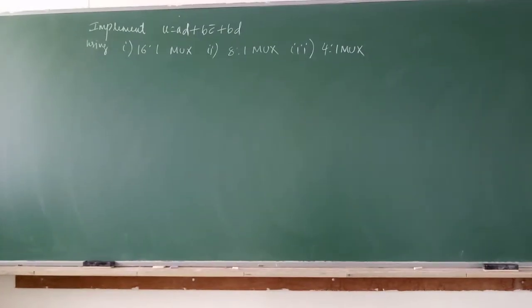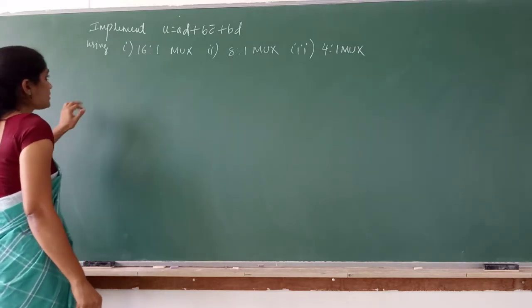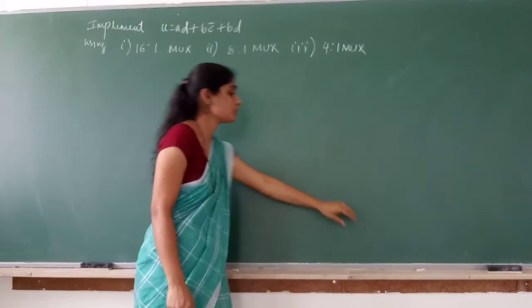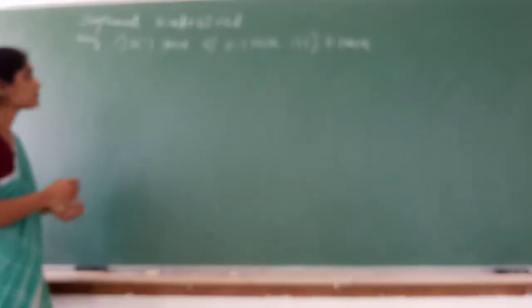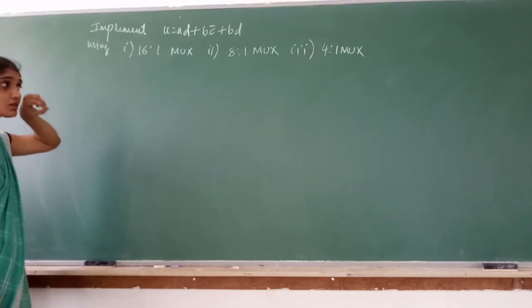Okay students, so let us now take up some more problems on multiplexer. The next problem we have is also an examination problem. The question is: implement U = AD + BC bar + BD using a 16:1 mux, using an 8:1 mux and using a 4:1 mux. So the same function we have to implement using 16:1, 8:1 and 4:1 muxes.